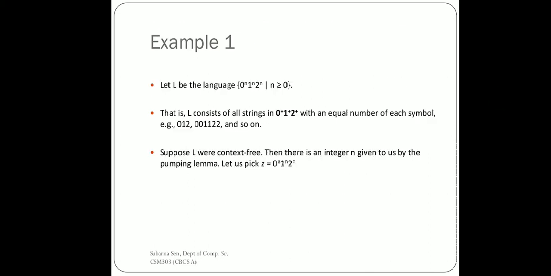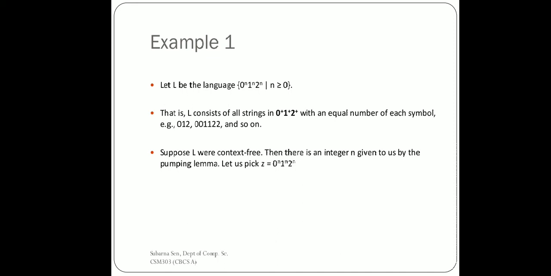This is the example I was talking about. Say we have one language 0 to the power n, 1 to the power n, 2 to the power n, where n is greater than or equal to 0. Considering strings of the form 0 plus, 1 plus and 2 plus, we are not considering the empty string here. You may consider it, but we are focusing on these kinds of strings. So there will be at least one 0, at least one 1, and at least one 2. But please see that all the exponents of all the digits are the same.